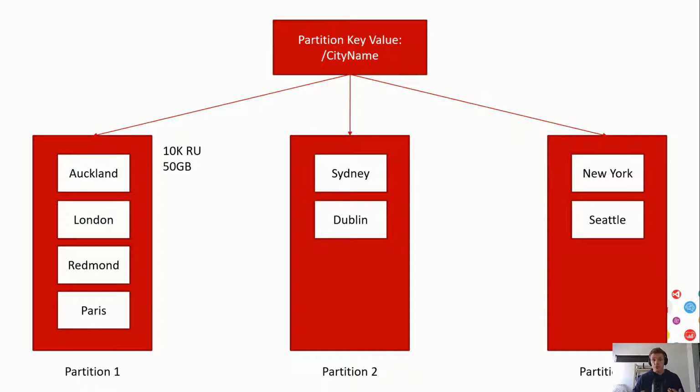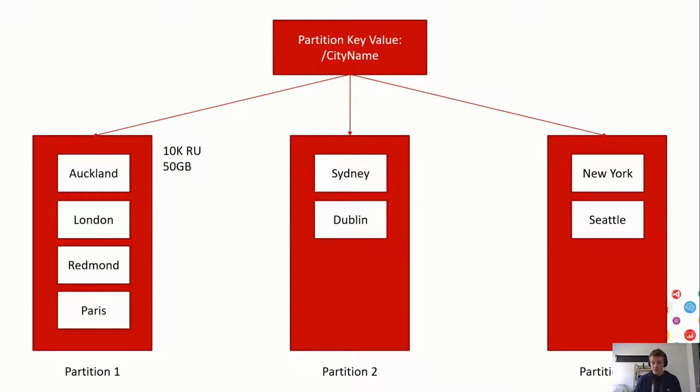New logical partitions will be created to accommodate these new locations. These logical partitions will then be mapped to physical partitions. Now, one or more logical partitions can be mapped to a single physical partition. So here we have our logical partitions for Auckland, London, Redmond, and Paris, all placed inside our physical partition here. Depending on the size of these logical partitions, we may only ever require a single physical partition.